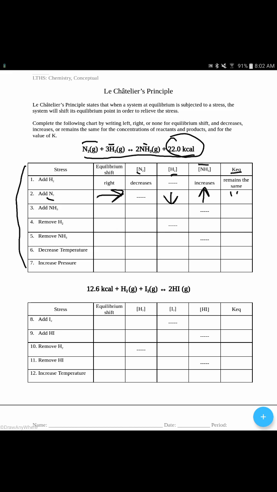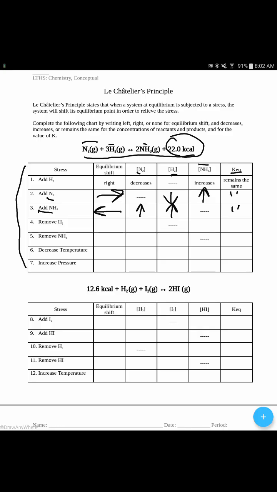Now, next one, if we add NH3, then we are adding something to the right side of the equation. So it's going to, again, shift away from the thing that is added. So it's going to shift to the left this time. Now, if it shifts to the left, the reactants will both increase. Okay, and again, KEQ will remain the same because the temperature did not change.